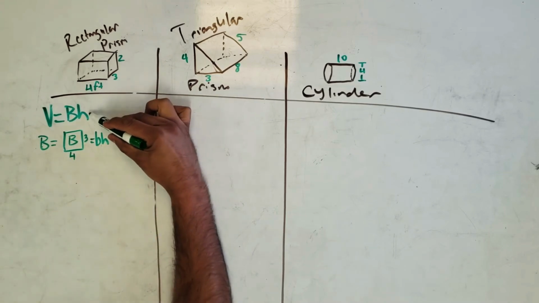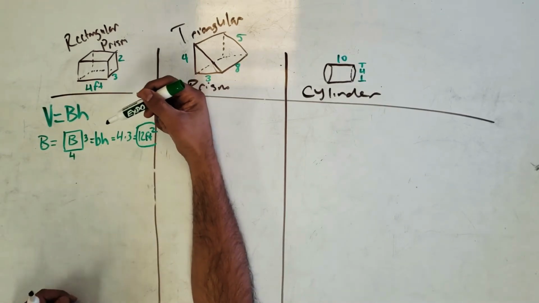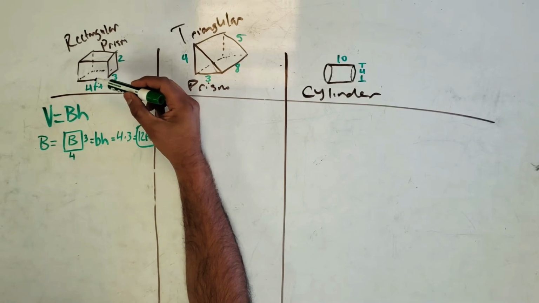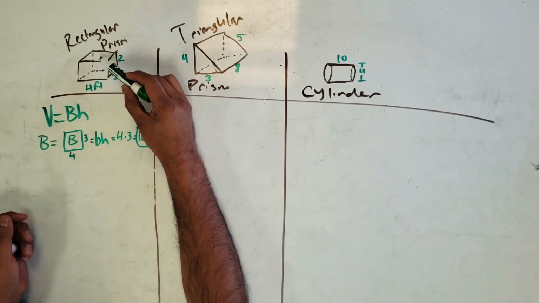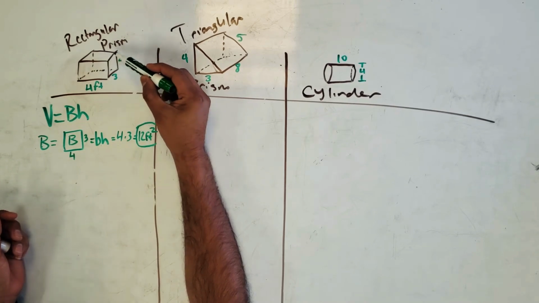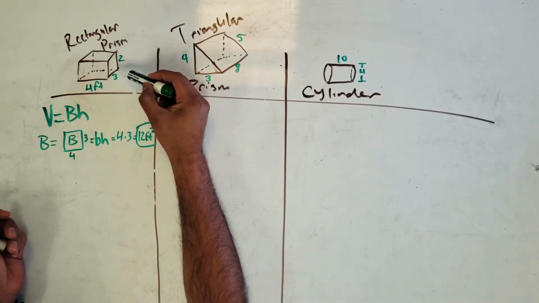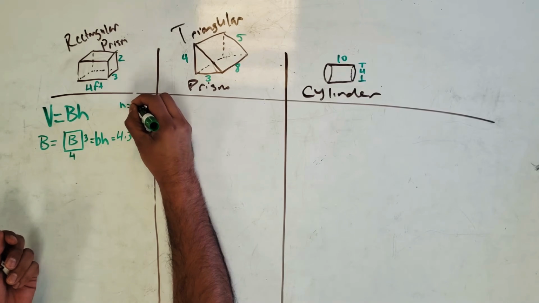Now I need to find my height. My height is the distance between the twins. Okay, what I mean by that is that we chose the base as the bottom, so that means its parallel twin is going to be the one on top. And the distance between the top and the bottom is going to be 2 feet. So I'm going to put that right here. H equals 2.